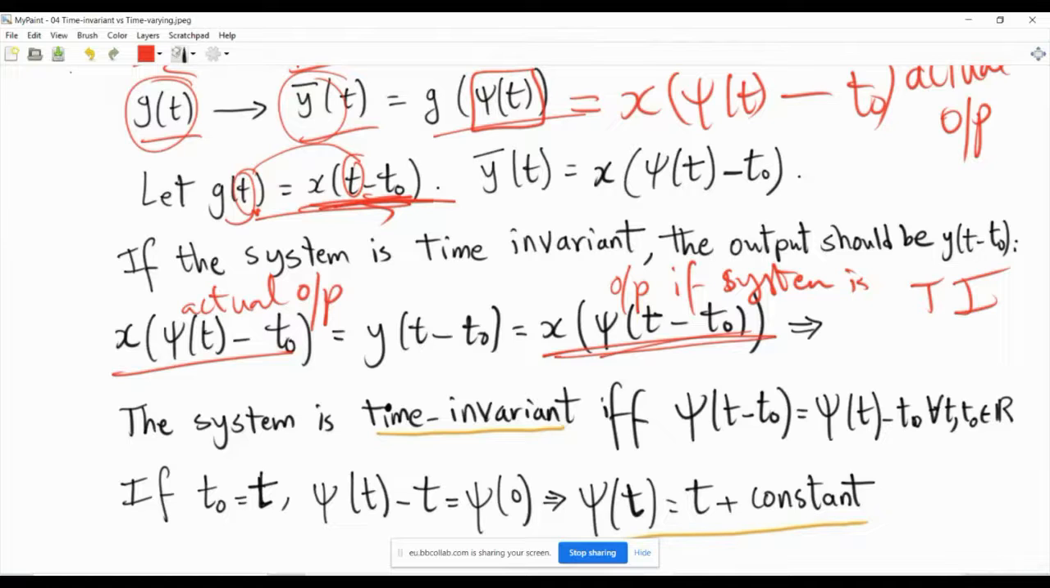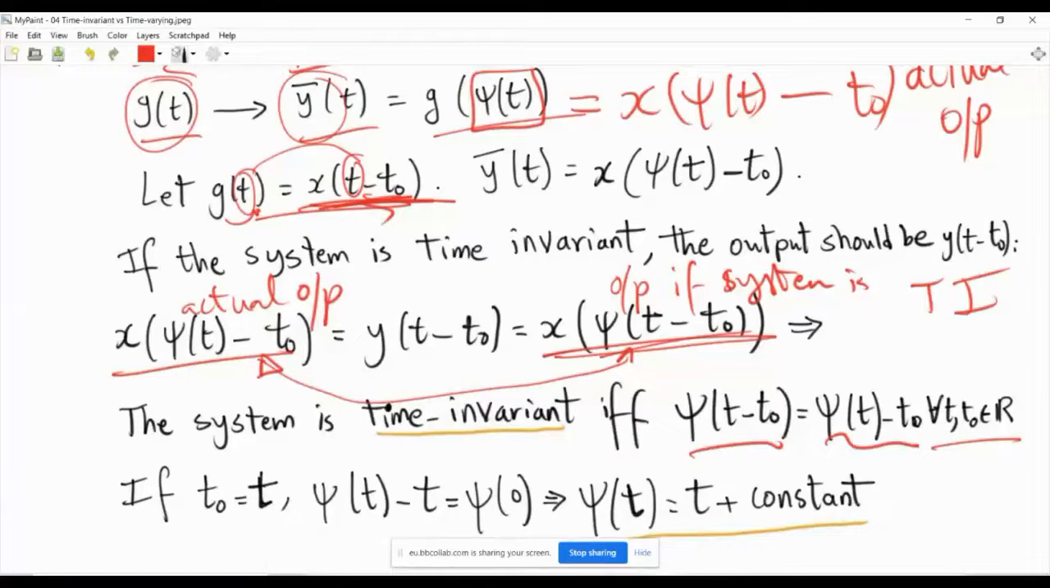On the left hand side we have x, and the argument of x is psi of t minus t0, and on the right hand side we have x, and its argument is psi of t, minus t0. Okay, so if we want these two to be the same for every x, for every t0, it must be the case that psi of t minus t0 is equal to psi of t minus t0, so those two arguments are the same, and this should be true for every t and t0 that are real numbers.